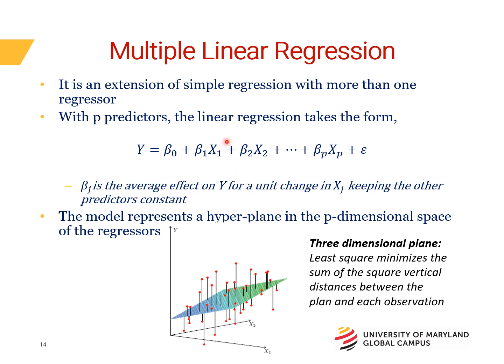So what it means is when you look at the j's beta term, it is interpreted as the average effect on y for a unit change in the xj's, keeping the other predictors constant, right? So this is one of the benefits of linear regression, in fact, because the change in the response is measured as a result of only one variable and keeping the other constant.